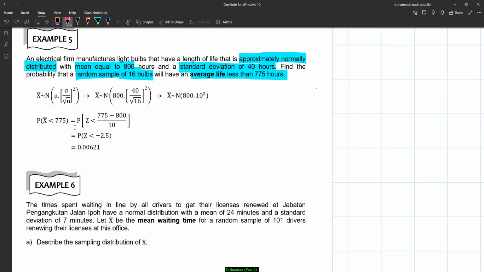Here it tells us that X has a normal distribution with mean equal to 800 and standard deviation equal to 40, and 40 squared is the variance. Now it says we have a random sample of 16, with the average life of 775. So now it involves a sampling distribution.